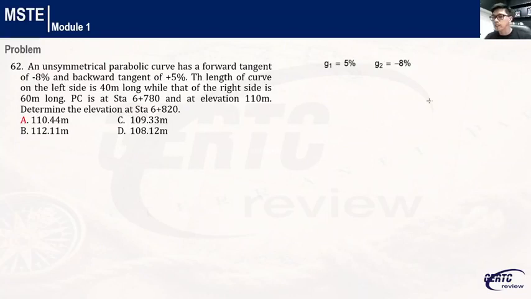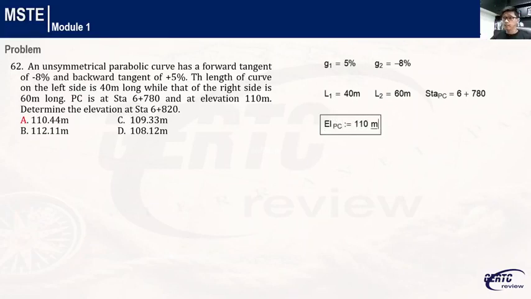Then we have the length of the curve on the left side. So tatawagin natin yung L1, that is 40 meters. While length of the curve on the right side, we have here 60 meters. Elevation, station of PC. PC is equivalent to 6 plus 780, and elevation of PC is equivalent to 110 meters.